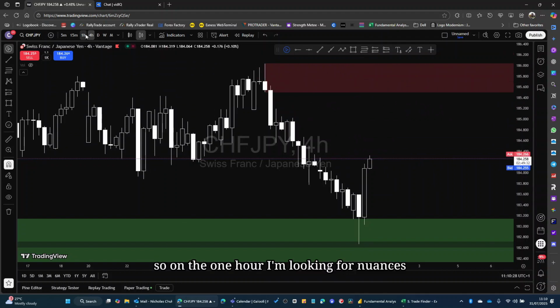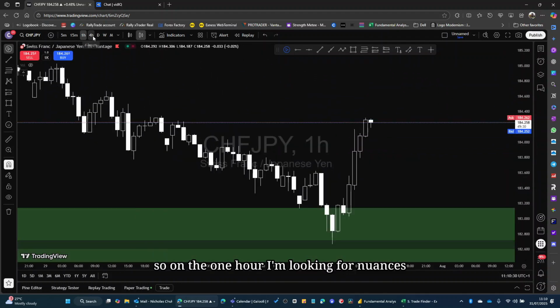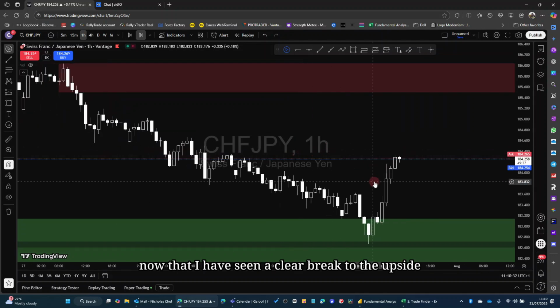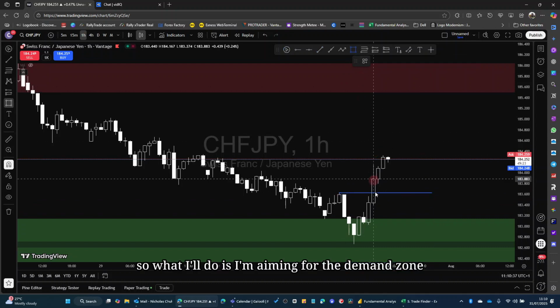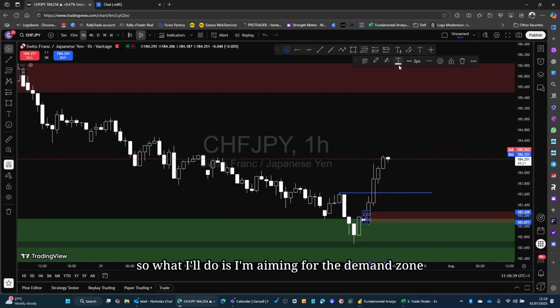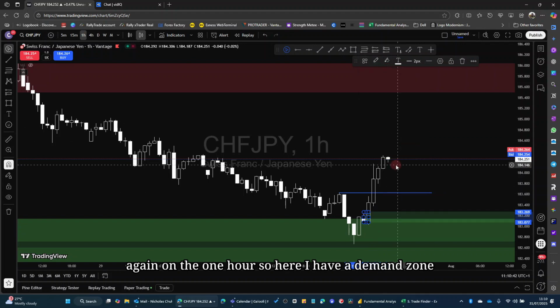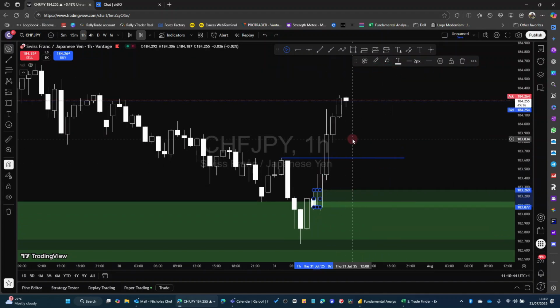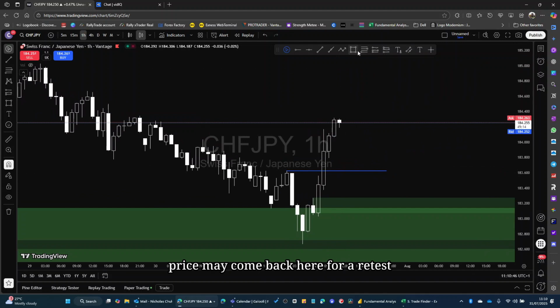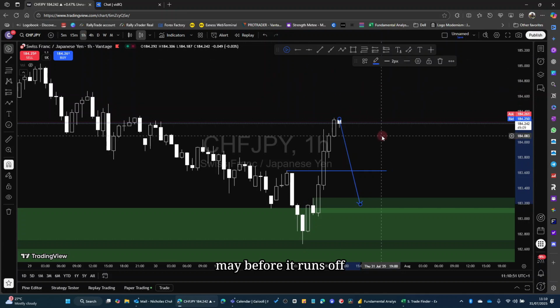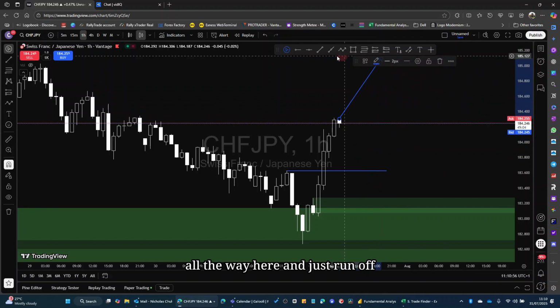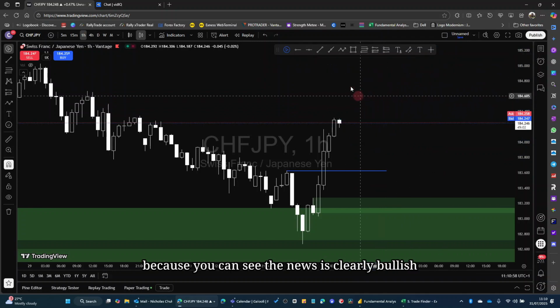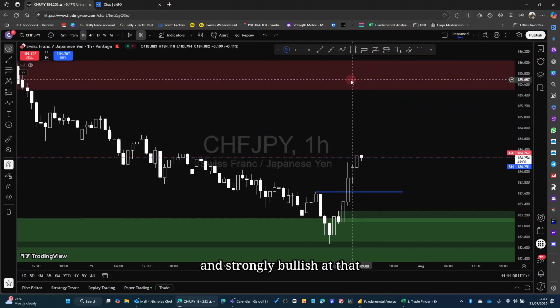So on the 1 hour, I'm looking for nuances, reasons to come into this market now that I have seen a clear break to the upside. So what I'll do is I'm aiming for the demand zone again on the 1 hour. So here I have a demand zone. Price may come back here for a retest, before it runs off. Price may still decide not to come back all the way here and just run off, because you can see the news is clearly bullish and strongly bullish at that.